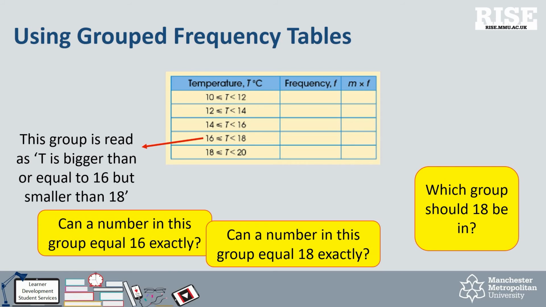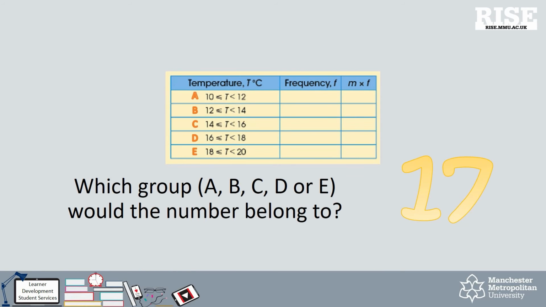Let's do some quick questions then, testing where we're going to put certain numbers. Which group then, A, B, C, D or E, would the group 17 belong to? Yes, that would be in group D. Where would 13 go? Group B. Where would 14 go? Group C. Well done if you said that. 14 is allowed to be included at the bottom end of Group C, but it's not included in Group B. Where's 18? Group E.